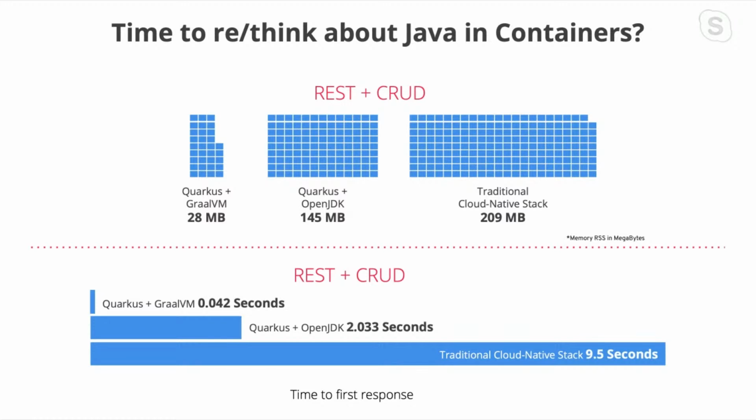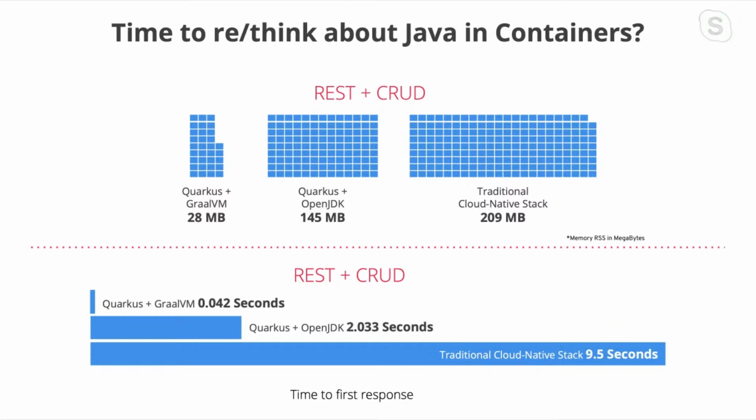Now, this is, of course, running a native application, compiled to native, and I'll speak a bit about what native is and how it works, and why it is so small. Then you have Quarkus and OpenJDK, right? You might not want to be native. You want to take leverage from what Java or the JDK offers. In that case, again, Quarkus has a very small footprint, about 145 megabytes. That's pretty much almost half of a traditional cloud native application stack, right?